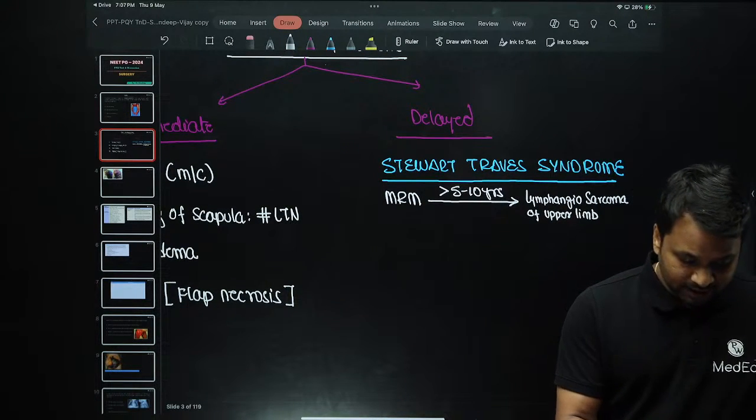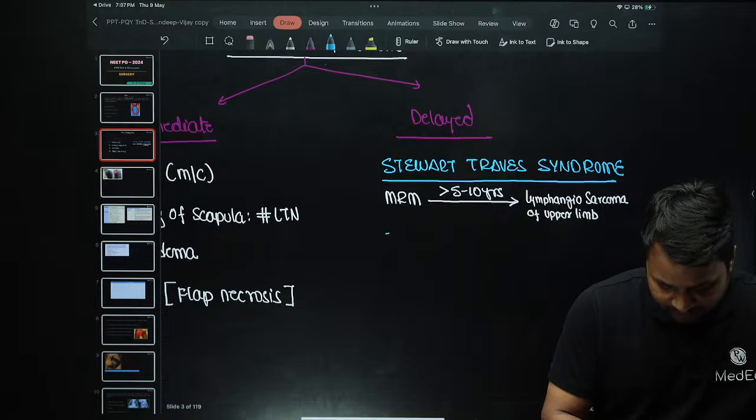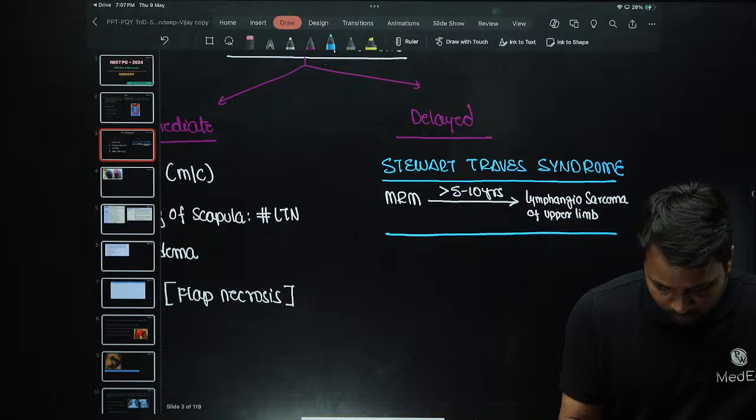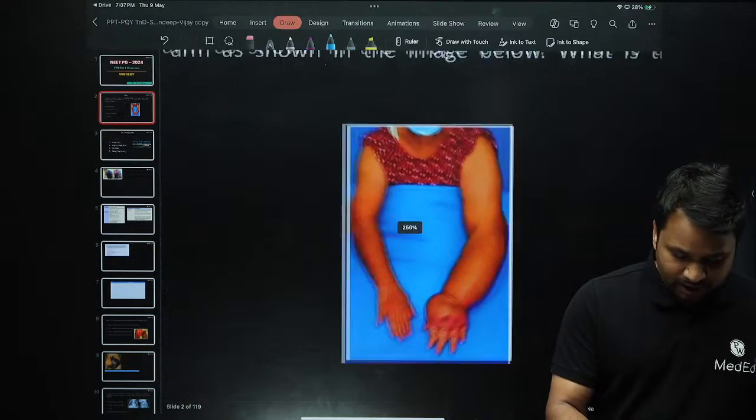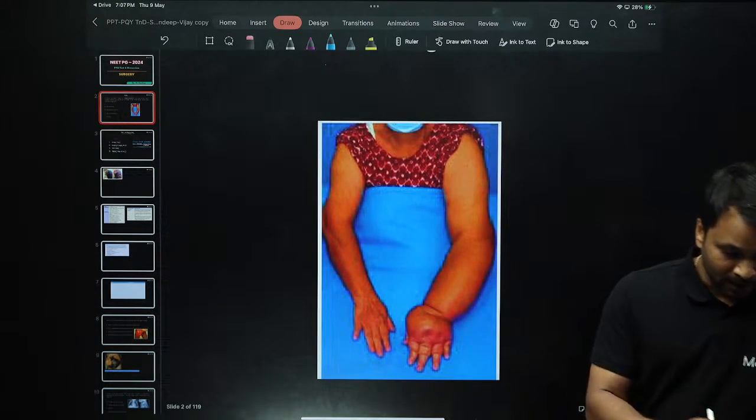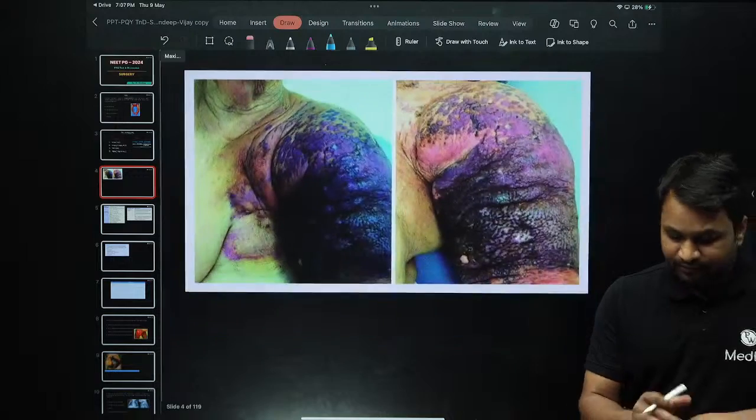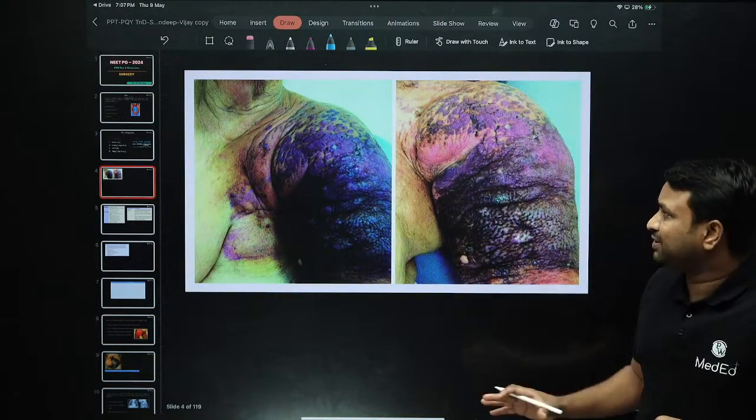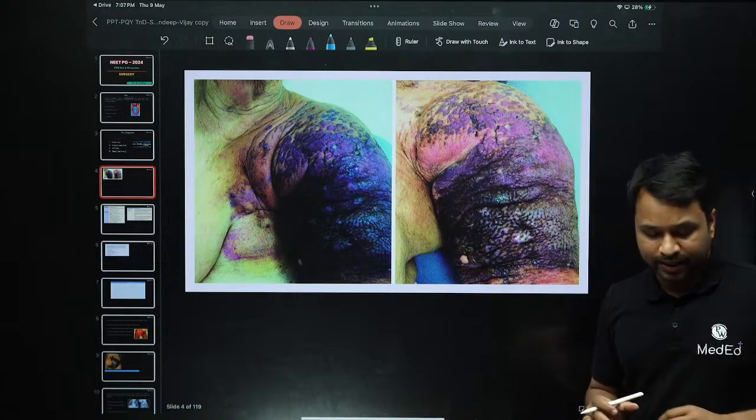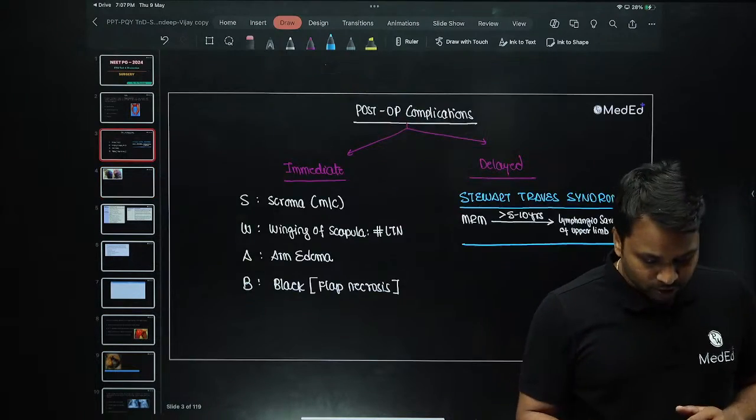You will see the differentiation is very evident on the image. I'll show you how Stewart-Treves syndrome looks, because when you look at arm edema, it is a general edema that you see here. But when you look at lymphangiosarcoma, you see this bluish discoloration with involvement of skin and the area around it, which tells you that it is lymphangiosarcoma of the upper limb.